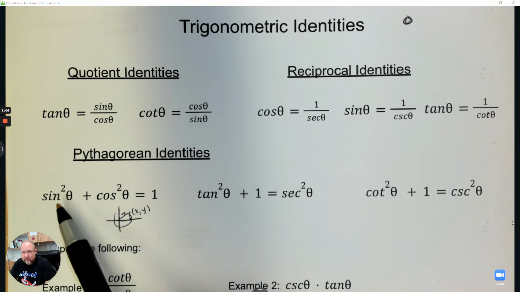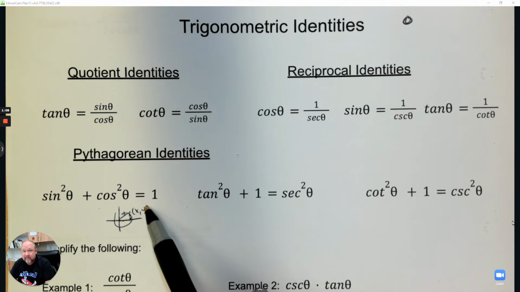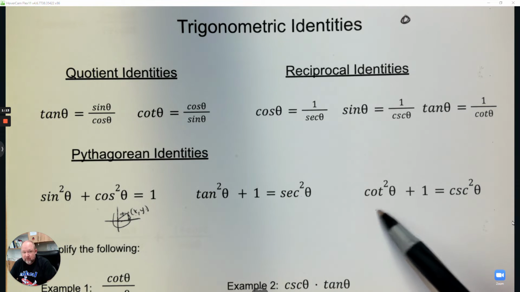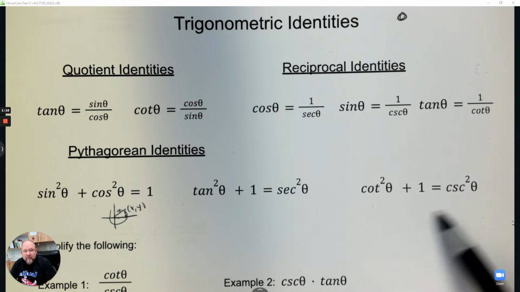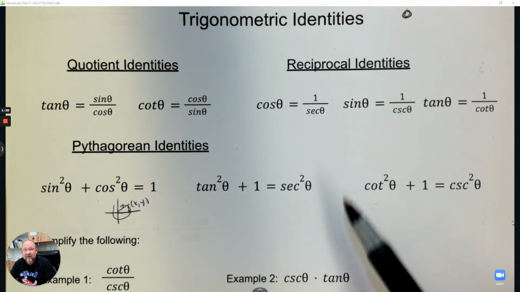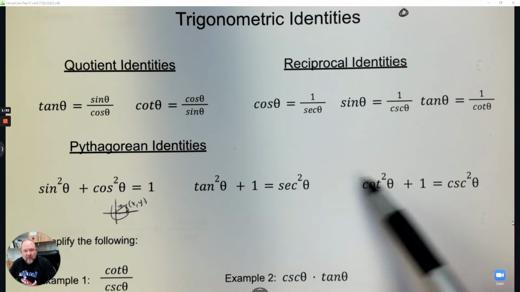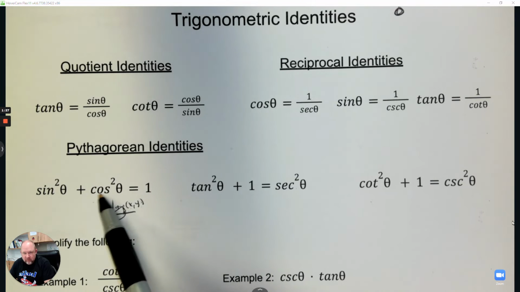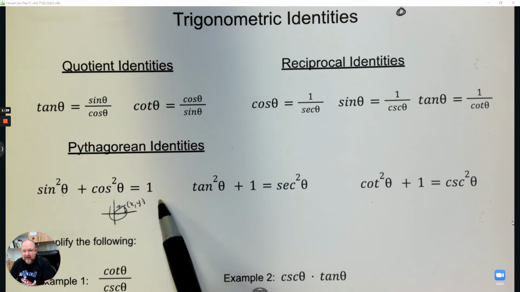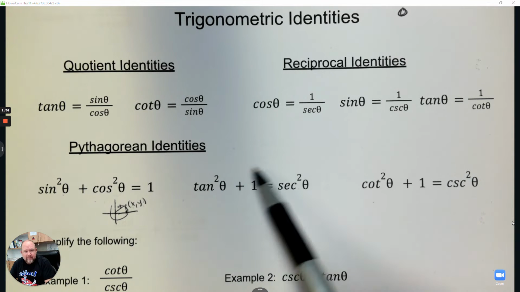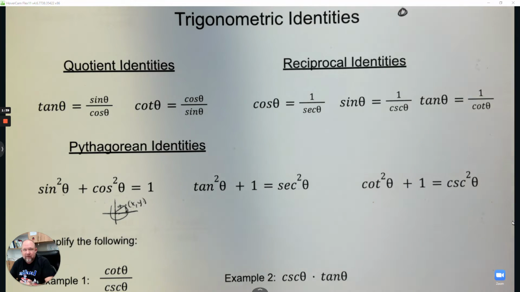So the primary one, sine squared plus cosine squared equals 1. Super important. Tangent squared plus 1 equals secant squared, and cotangent squared plus 1 equals cosecant squared. These will be important in calculus because sometimes we have to do substitutions to integrate. It's also important to realize that you can rearrange these. So I can subtract and realize cosine squared is equal to 1 take away sine squared theta, and then I can use it that way. Same thing here. I can rearrange these and then plug in as necessary.